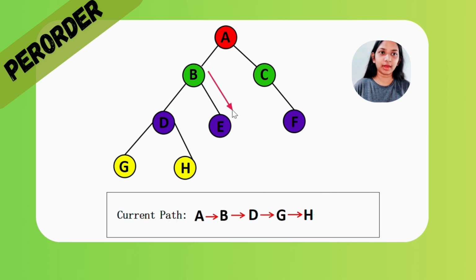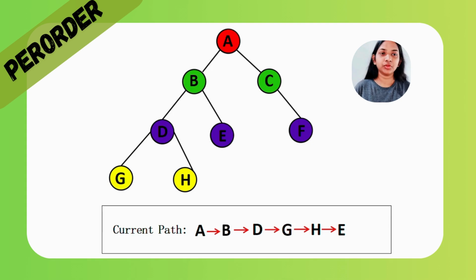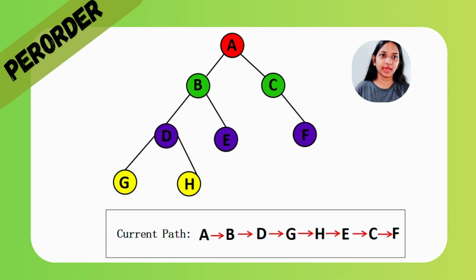We go back to B and look at the right side. We find E, then visit E. The whole left side of the main boss A is finished. Now we finally move to the right side of A. We find C, then visit C. Finally from C, we look left, nothing there, and then right, we find F, then visit F. The final order is A, B, D, G, H, E, C, F.